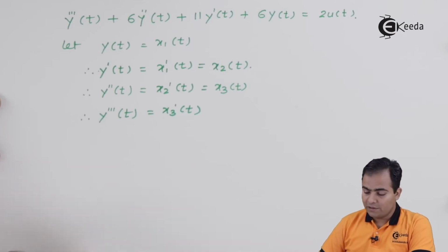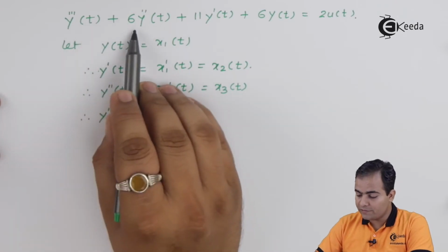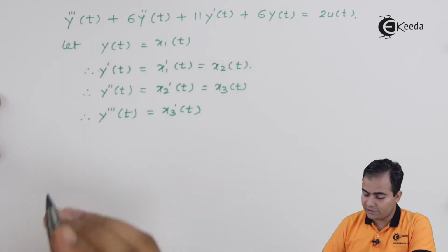Now just do one thing: we'll write the equation for y triple dash of t, which means we can shift all these three values on the right hand side.